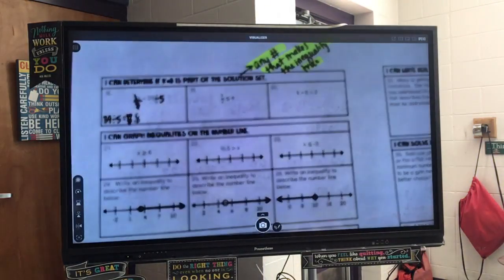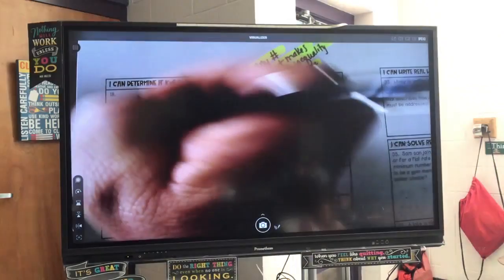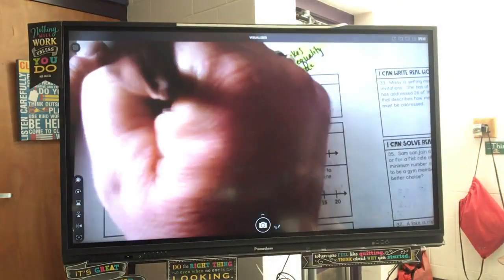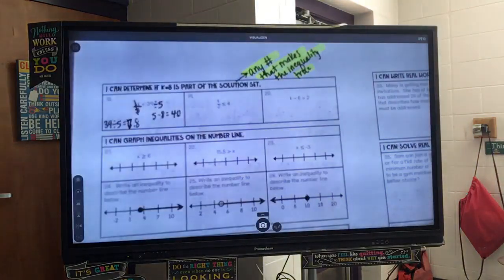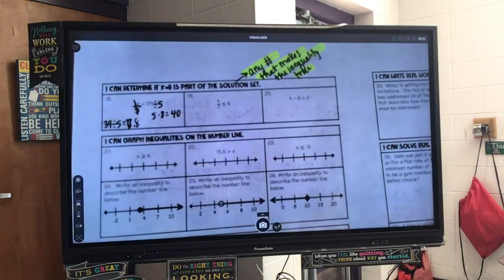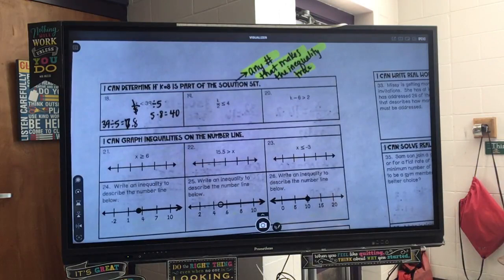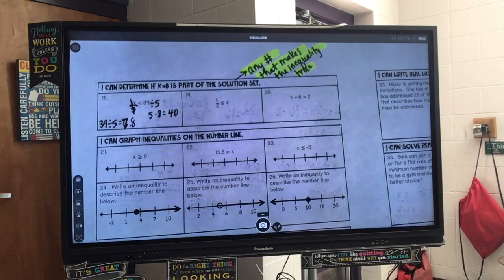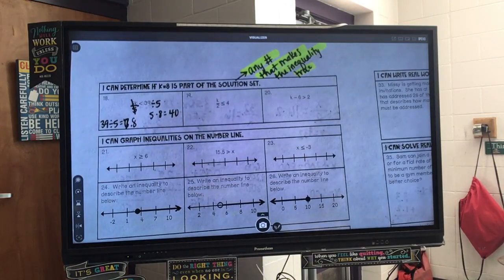But again, we already know what k is, so we can just throw this in and do 5 times 8 equals 40, which we know is not true. It is not a solution or part of the solution set, correct? Because 40 is not less than 39. Wake up. We're almost done with class.